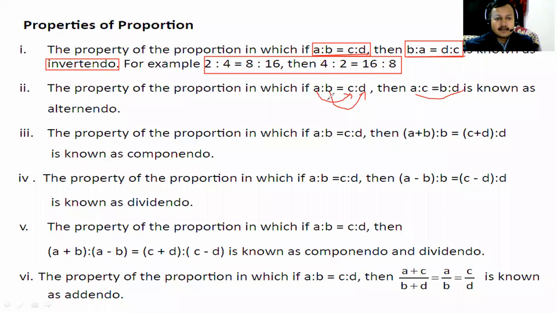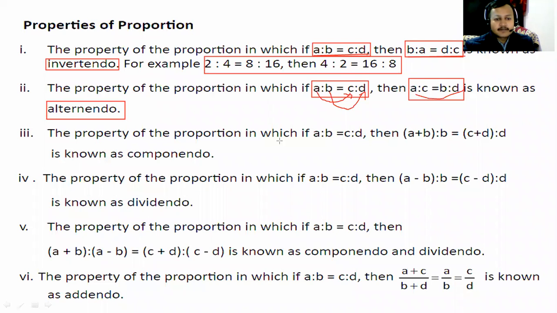If A is to B is equal to C is to D is given, we can write A is to C is equal to B is to D. This is called alternando. From this word, invertendo means values are inverted, the values of the fraction are interchanged, numerator becomes denominator and denominator becomes numerator, and for alternando alternate values are taken. Leaving one and taking the other alternate: A and C, B and D. This property is called alternando.